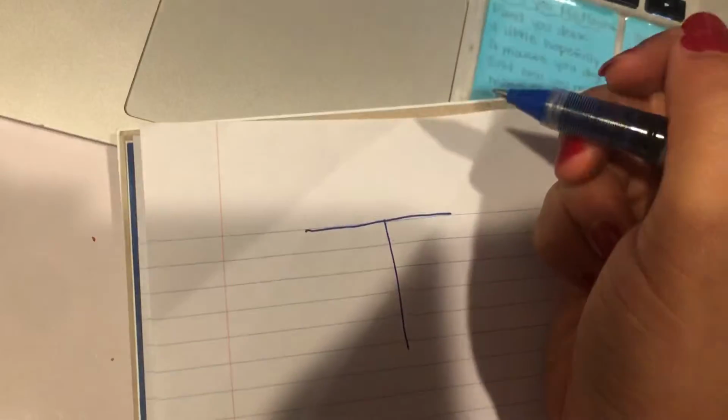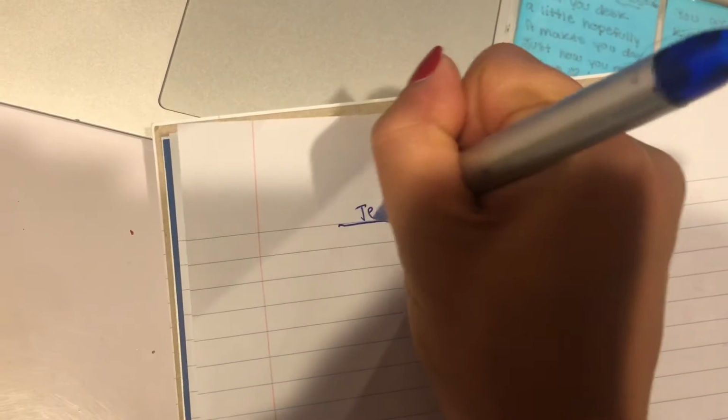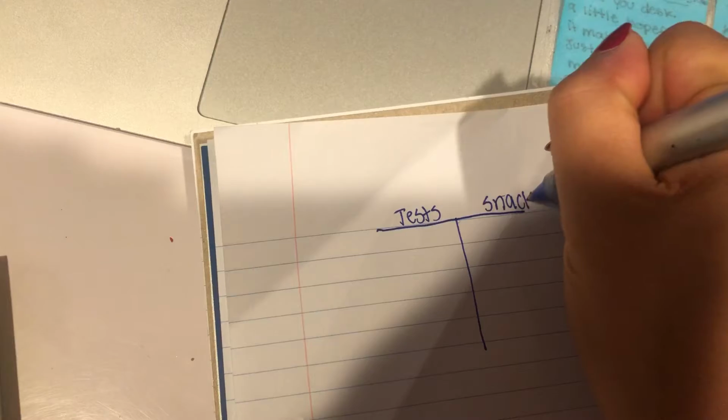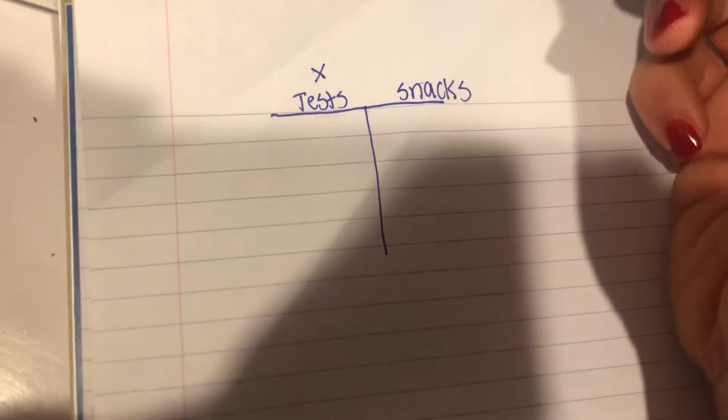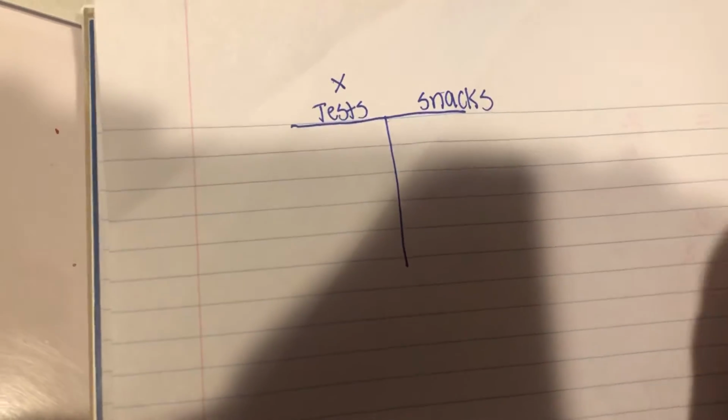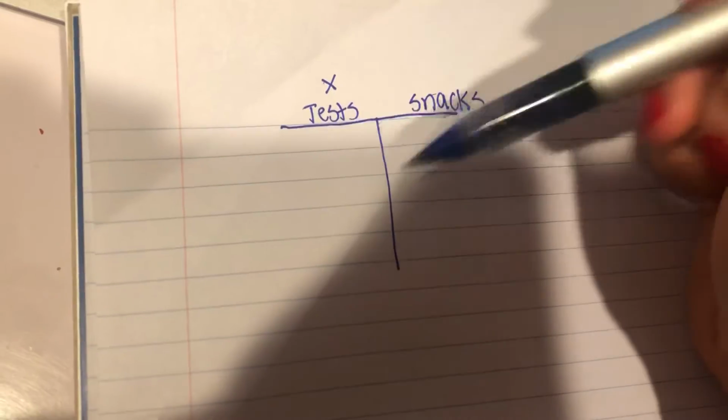So on the side here, what I want you to do is just draw the table. So here you have your T-chart, kind of. And we're going to put tests and snacks. And my X is always to the left. Remember, we were just saying, like, with Beyonce, she talked about how her X goes to the left, to the left. So you could always think about Beyonce and just make sure that your X is always to the left.